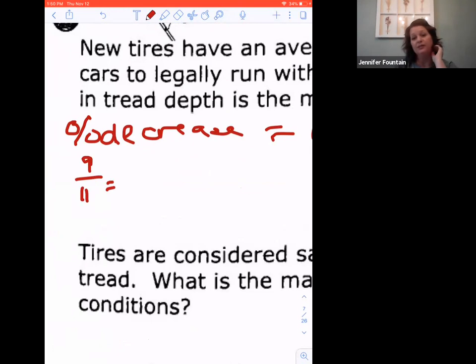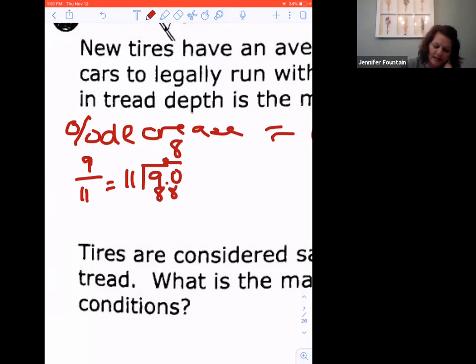First, I've got to change it to a decimal. So 11 into 9. 11 won't go into 9, so I've got to put my decimal in and a 0. 11 will go into 90 8 times. That would be 88. And 90 minus 88 is 2. Add another 0 and bring it down. 11 will go into 20 one time. 1 times 11 is 11. I'm going to subtract. 20 minus 11 is 9.